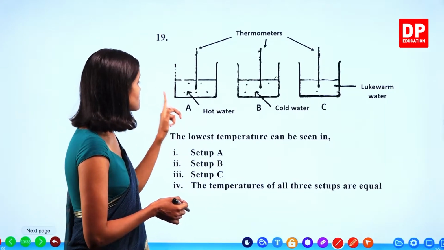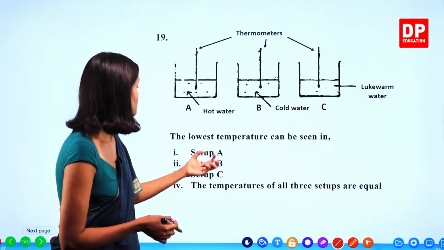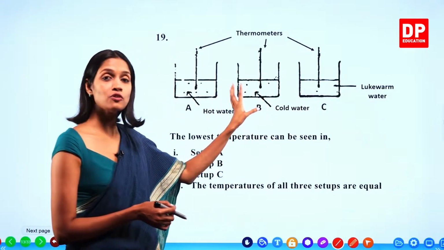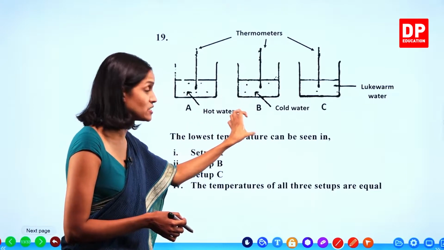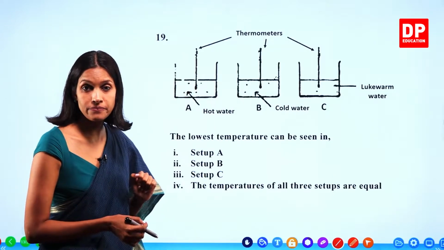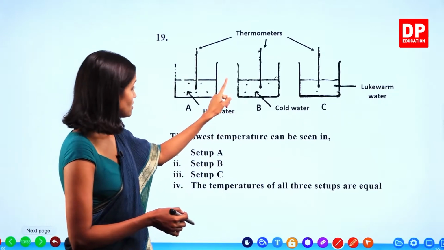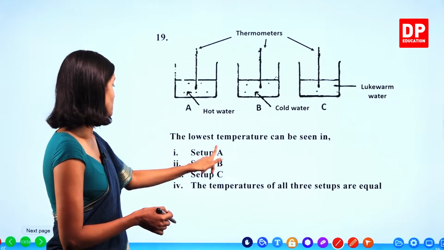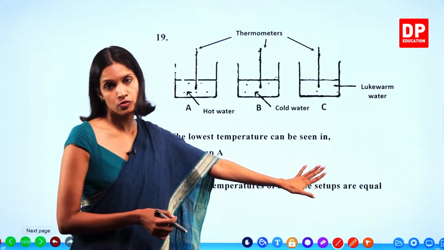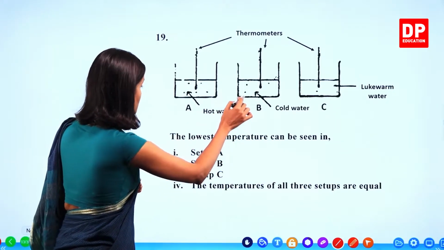So the lowest temperature can be seen in... hot water, cold water, lukewarm water. Here, cold water has the lowest temperature. In which setup is the highest temperature present? Obviously in the hot water, right? So the lowest temperature can be seen in the cold water, which means B. Setup A, B, C, the temperature of all three setups are equal? No, this can't happen, right? So cold water is the answer, setup B.